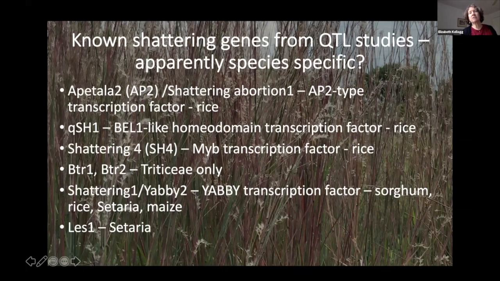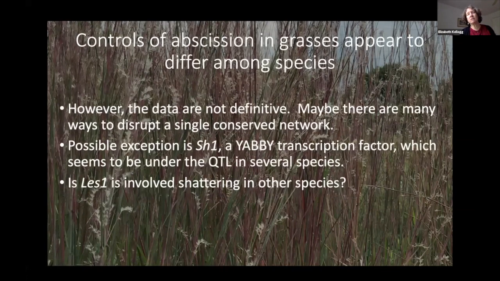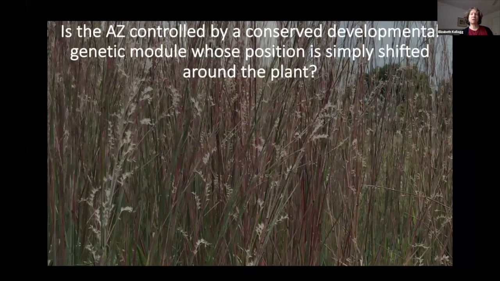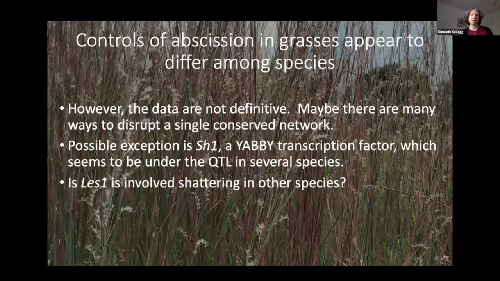So what we're seeing is that from these QTL and GWAS studies, the controls of abscission appear to vary among species. However, this kind of work is not designed to get you the whole network. And so it's quite possible that there is indeed a conserved network that's moved around the plant, which is where we started, of course, but we've just found a whole lot of different ways to break it. And so we ask, is LES1 involved in shattering in other species? And we'll come back to that in a minute.